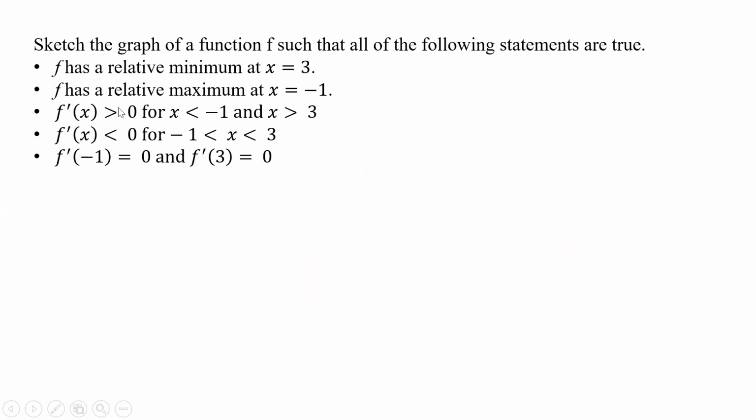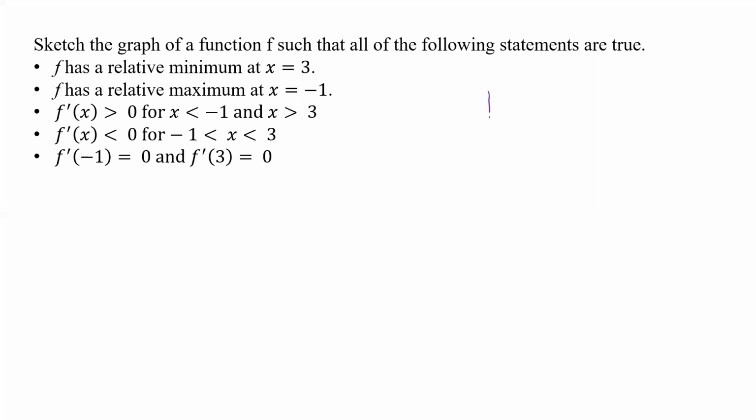All right, so now we want to sketch the graph of a function such that all the following statements are true. So we have a relative minimum at 3, a relative max at -1. It's increasing for x less than -1 and for x greater than 3. Its derivative is less than 0 for the in-betweens. And at -1 the derivative is 0, and at 3 the derivative is 0.